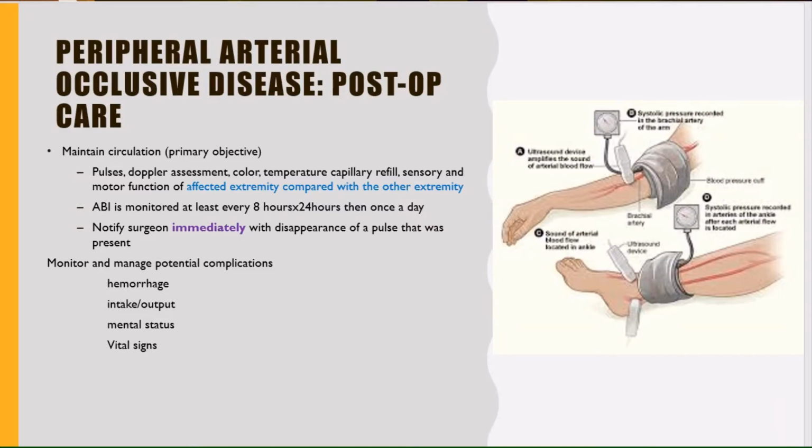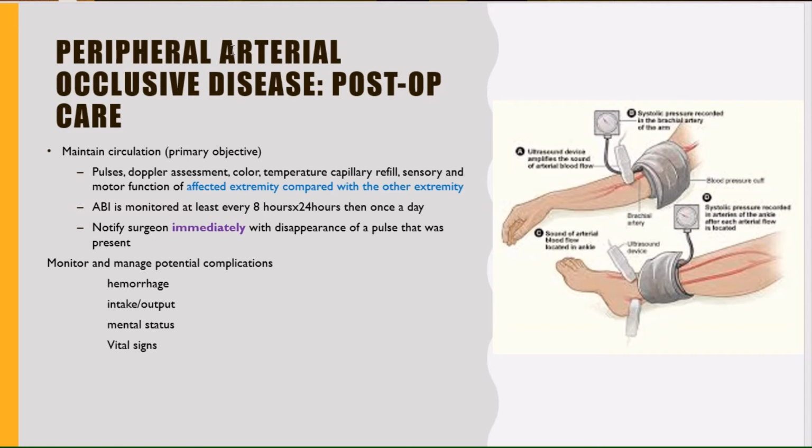Sometimes these patients will have surgery like femoral popliteal bypass graft surgery. So how do you take care of them post-op? The main goal, the primary objective, is to maintain circulation, because the patient had surgery to restore that circulation. As nurses, we need to make sure that we maintain that circulation.